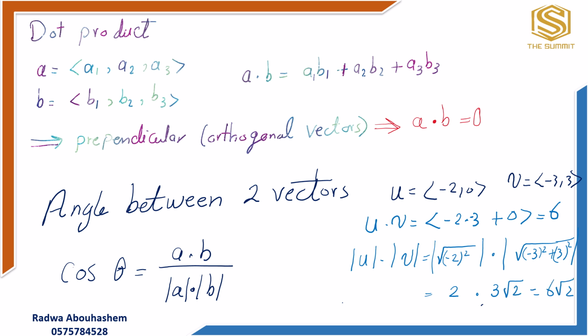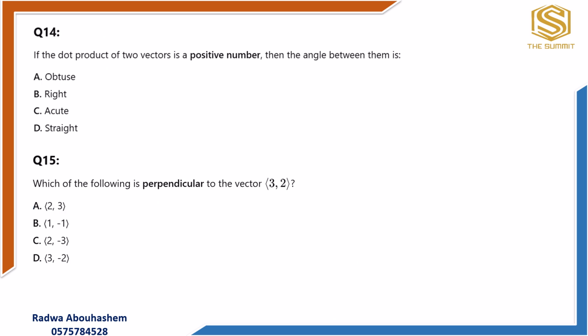Now let's apply the rule. So it's 6 over 6 root 2. Cancel the 6, so it would be 1 over root 2. So what is the theta that has the cosine 1 over root 2? This means that the theta equals 45 degrees. If the dot product of two vectors is a positive number, then the angle between them is acute.